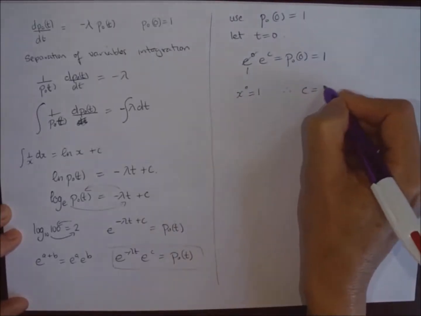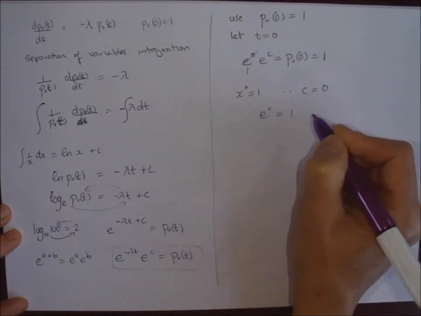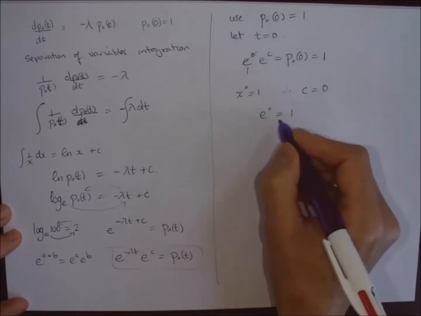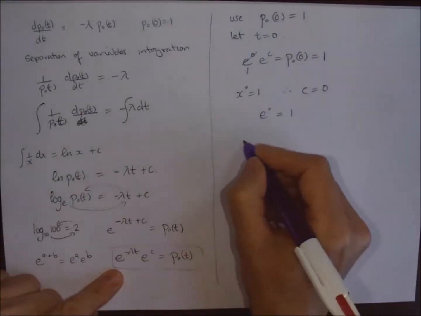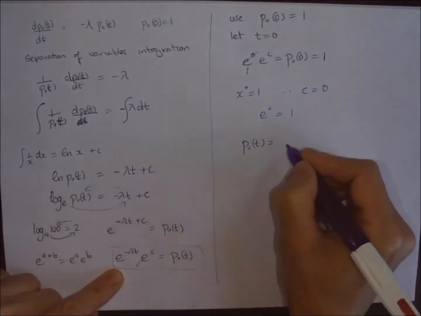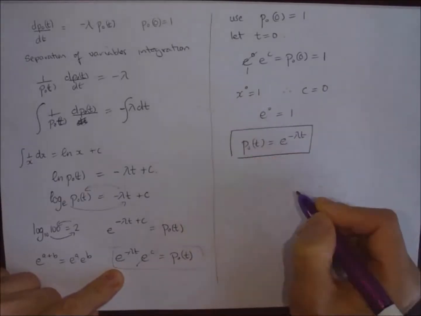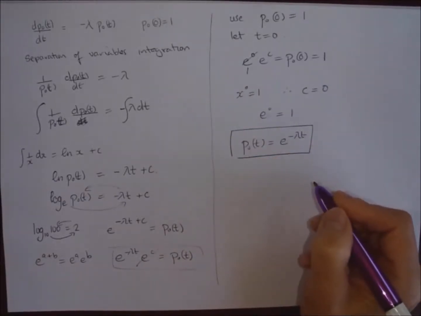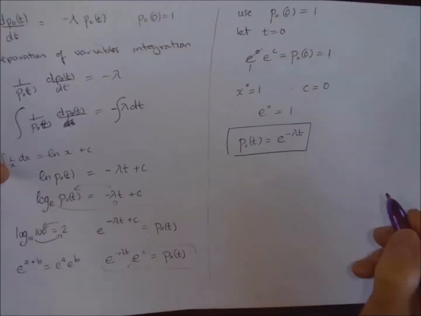Therefore c must equal 0, so we can have e to the 0 equals 1. And if c equals 0, we go back to the equation here, and we can say that p0 of t is equal to, that's gone, e to the minus lambda t. That is the first equation, okay? Now we still have to sort out the second equation. We'll use p1 of t next.